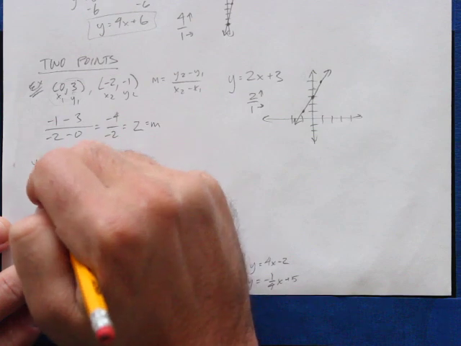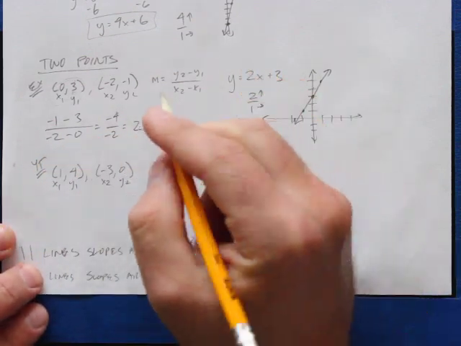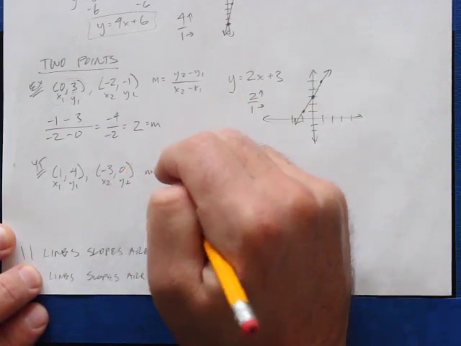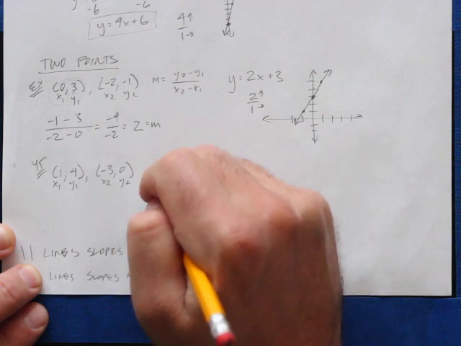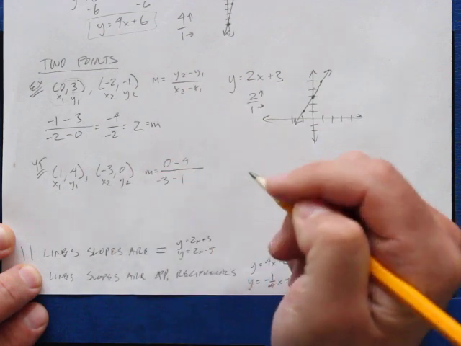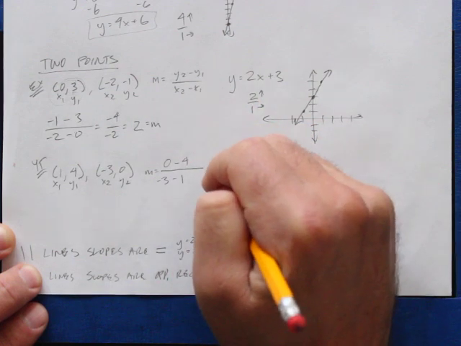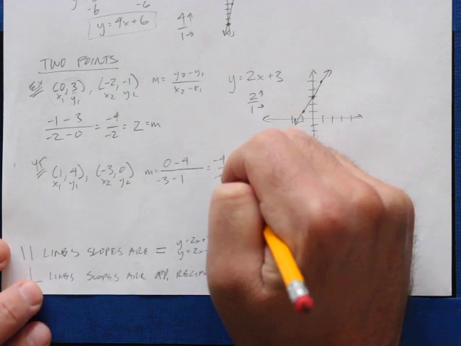All right, here we are. (x1, y1), (x2, y2). I'm going to find my slope. So my slope is y2, which is 0, minus y1, which is 4, over x2, which is negative 3, minus 1. And that becomes negative 4 over negative 4. So my slope is 1.